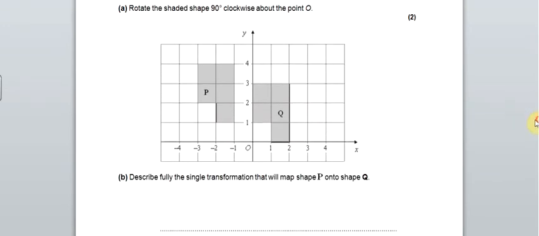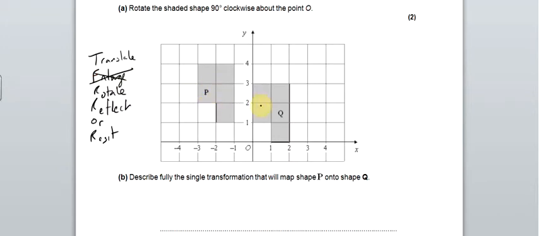Part B. Describe fully. So remember, TERROR. Translate. Enlarge. Rotate. Reflect. Or reset. So, it's the same size, so we can rule out enlargement. It's the same way round, which means it hasn't flipped over, it hasn't been reflected. Reflecting is flipping. Rotating, well, it's the same way round, it's not a rotate, it's just been slid across the graph. Now, it's shape P to shape Q.